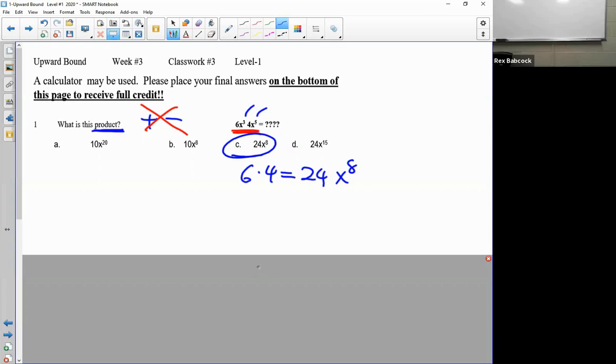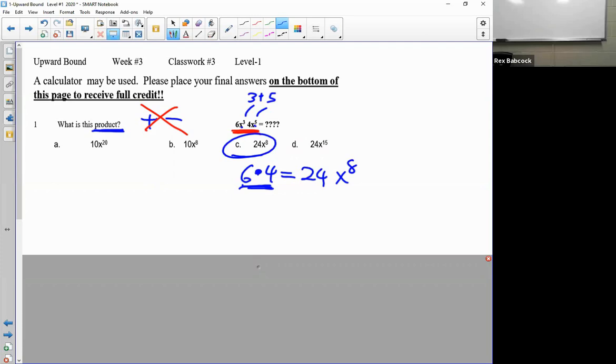I'll give you a second to take some notes there. See what I did. All I did was multiply the numbers like I usually did. There's no difference in what I did here than what I did back in the 3rd grade. But the exponents, I added those. 3 plus 5. Everybody get the notes that you want.